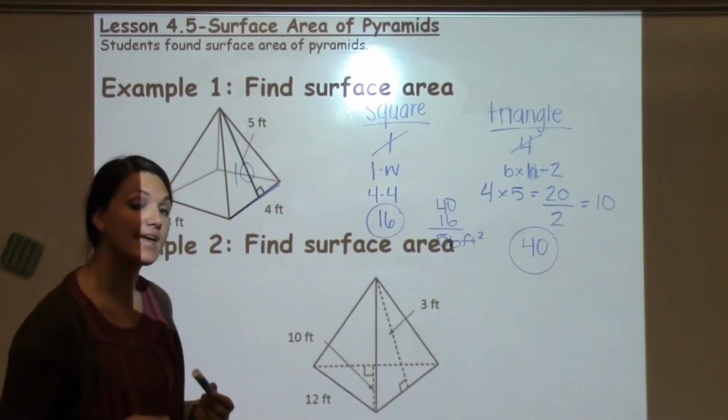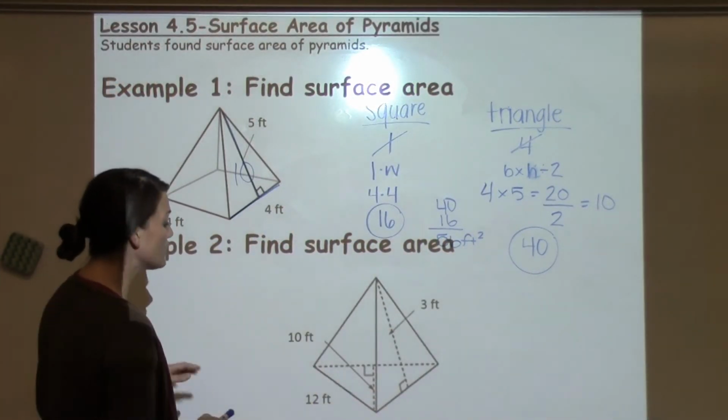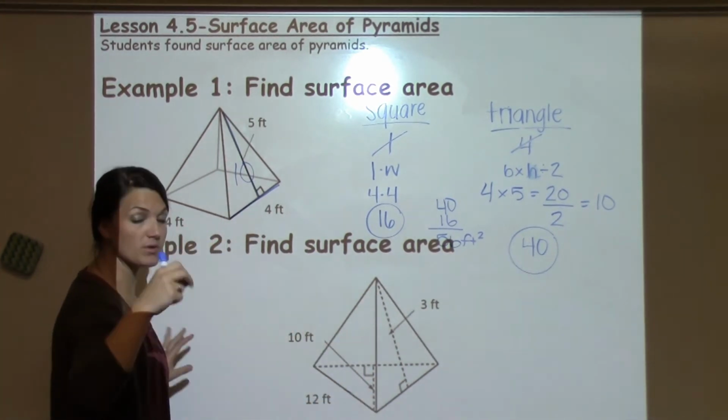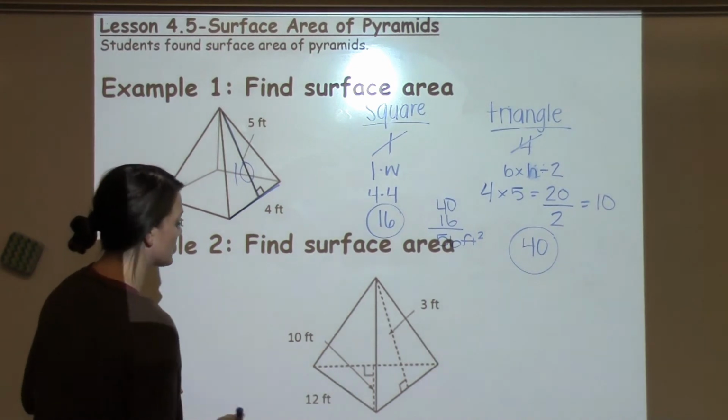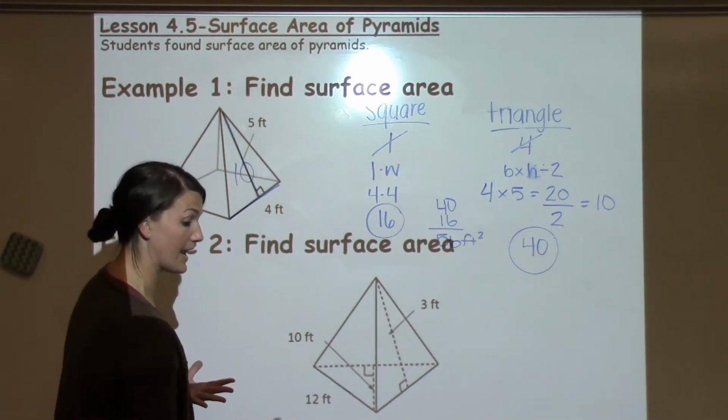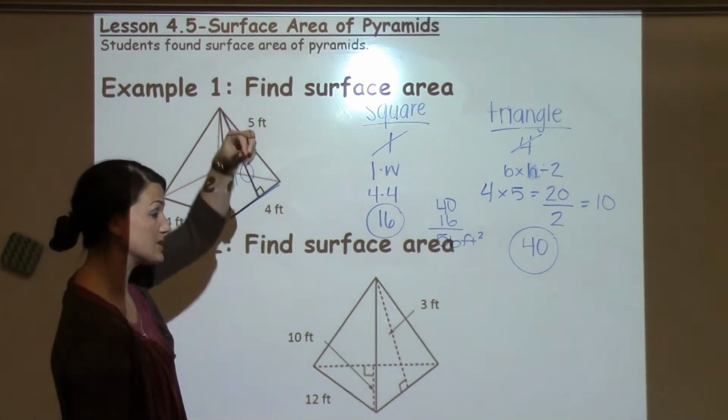Example 2, I'm working with a triangular pyramid. I know that because I have a triangle at the bottom, and then it comes to one tip-top point, which is how we know that it's a pyramid. Alright, so we are going to be working with all triangles with this shape because I've got a triangle on the bottom and 3 triangles that come up to the top.